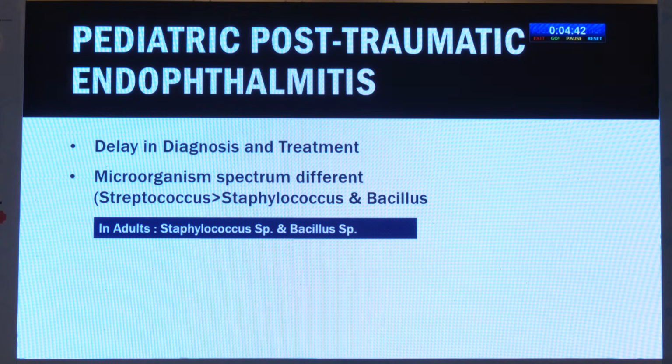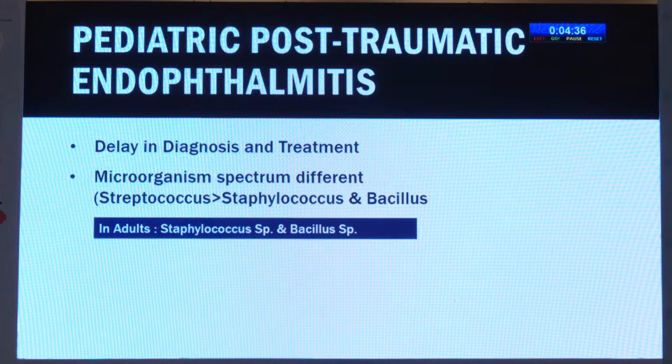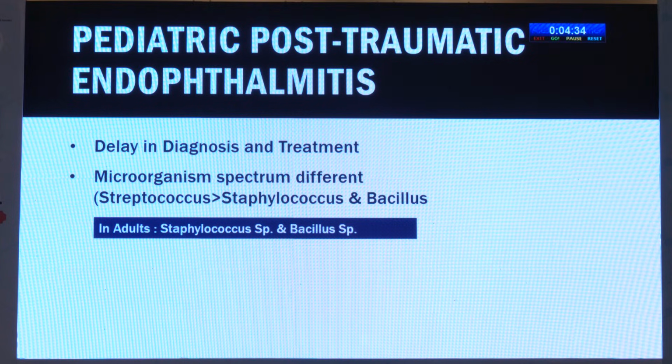So just a short note on pediatric post-traumatic endophthalmitis. These patients present to us late. They are not able to convey their symptoms and signs. They are not able to pinpoint the exact time of their trauma, as well as a difference in the microorganisms is noted. In children, Streptococcus is much more common, whereas in adults, we commonly say Staphylococcus and Bacillus.